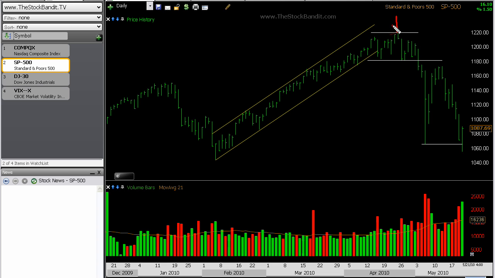And keep in mind here, from the peak up here in April, we have certainly created a lower high here. So the trend in the short term is definitely down, and we need to be aware of that no matter what your directional bias is as a trader.